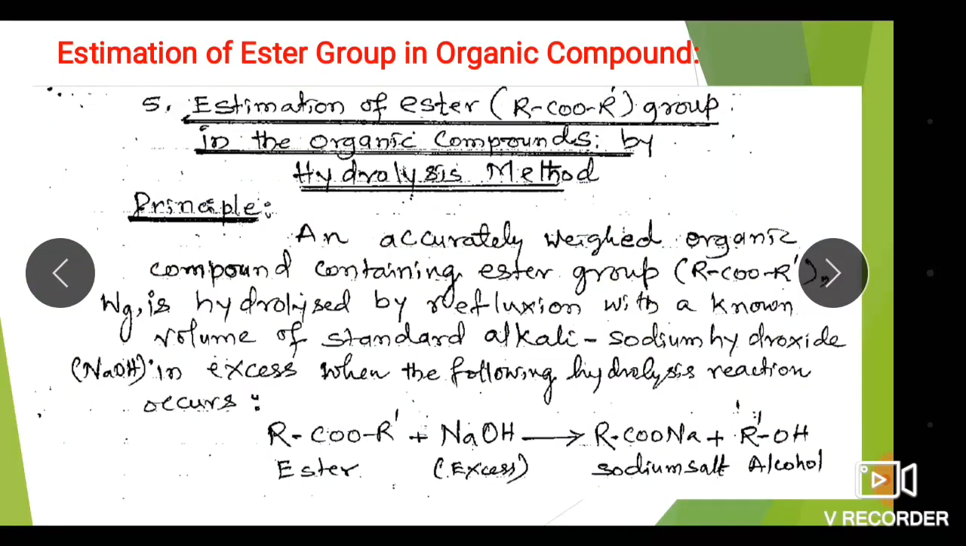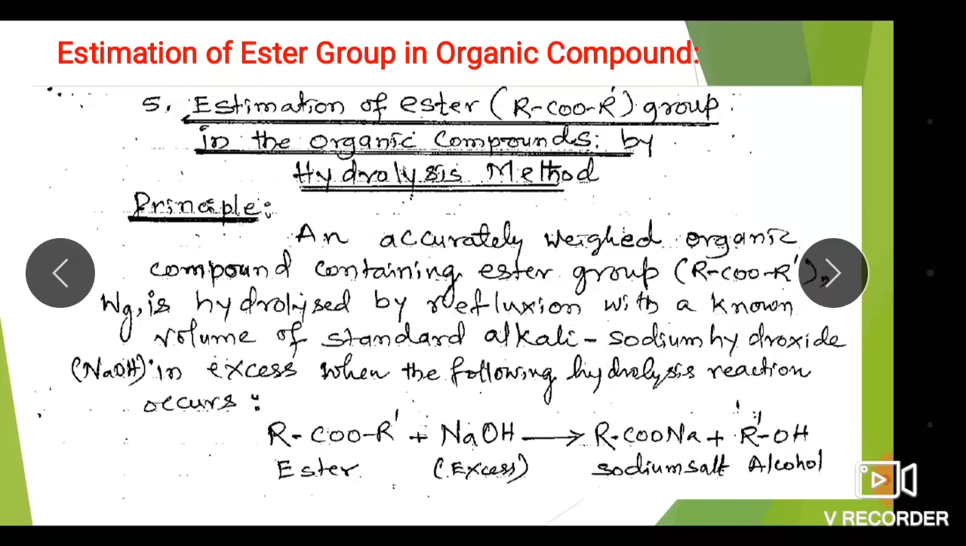Student friends, here is the principle behind the estimation of the ester group in an organic compound by the hydrolysis method. An accurately weighed organic compound containing the ester group, that is RCOOR', is taken, W gram, and hydrolyzed by refluxing with a known volume of standard alkali, sodium hydroxide NaOH, in excess, when the following hydrolysis reaction occurs.